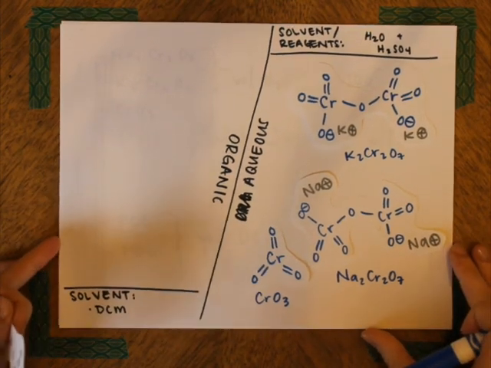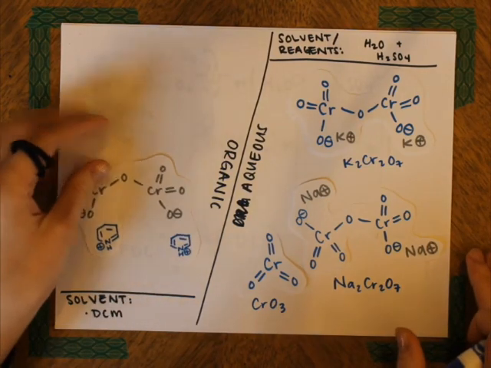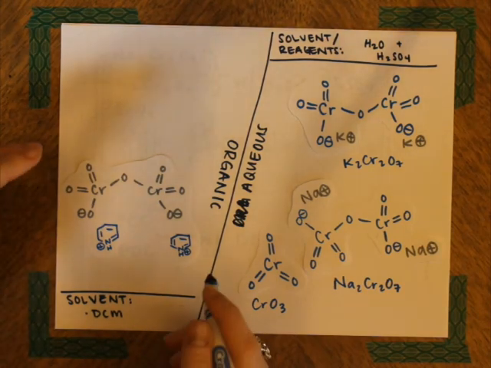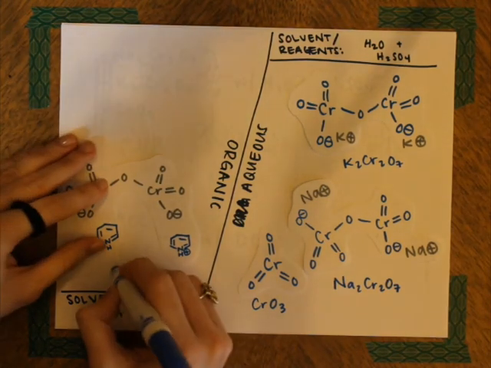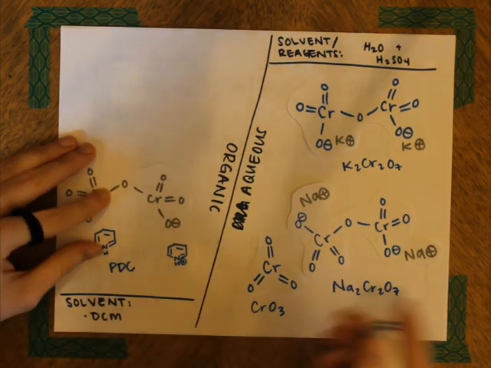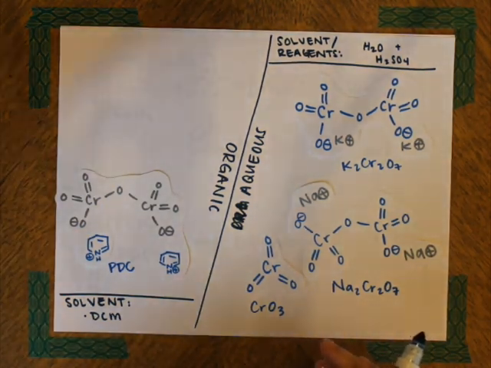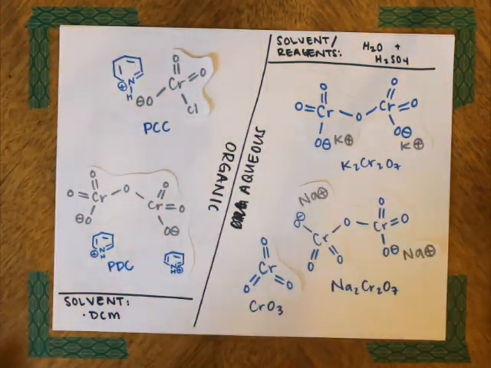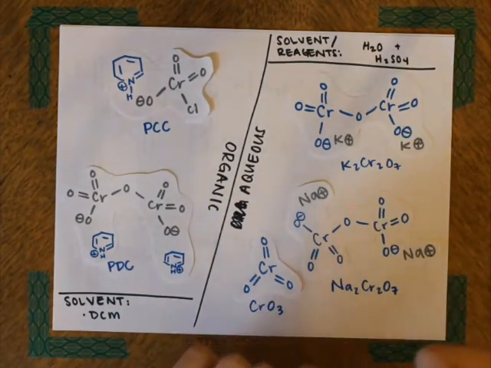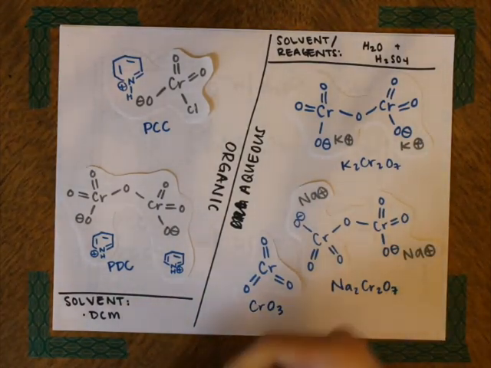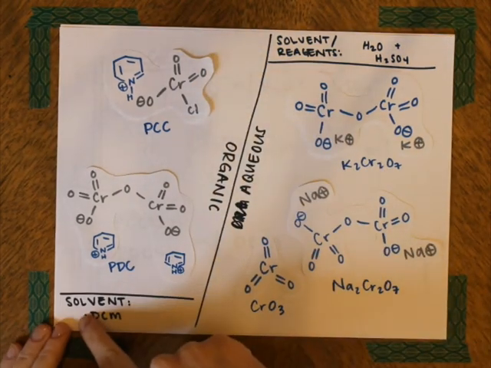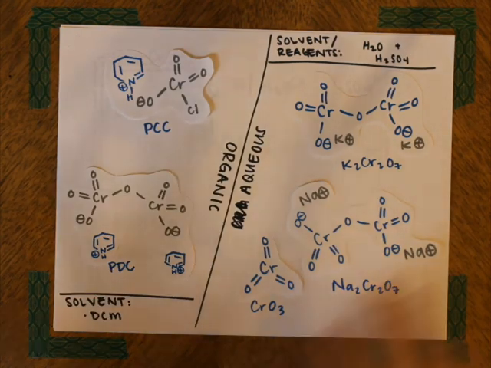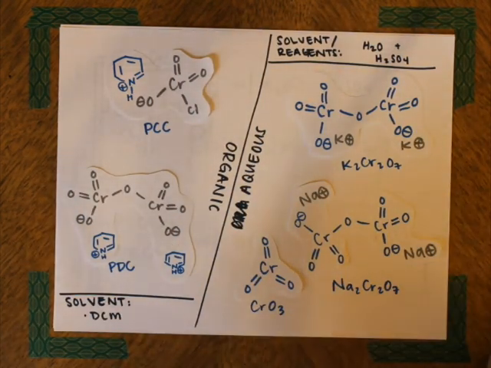We also have organic options. Right here we have what's called PDC, pyridinium dichromate, and we'll often use the abbreviated name. And here we have pyridinium chlorochromate, PCC. These don't have a cute little name like the Jones reagents, but we mix one of these with dichloromethane, DCM. That's the solvent that we'll mix it with. So these are the main five that you're really going to concern yourself with.